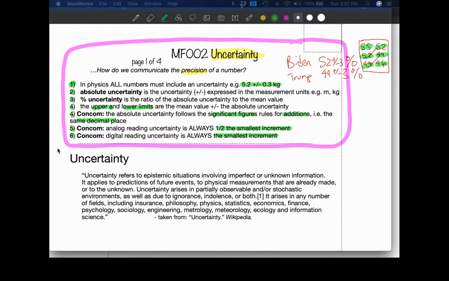Now, in terms of the word uncertainty, I'd like you to pause the video for a minute and read over this definition or excerpt of the word uncertainty that I've included for you. And then I will go over the highlights when you return.